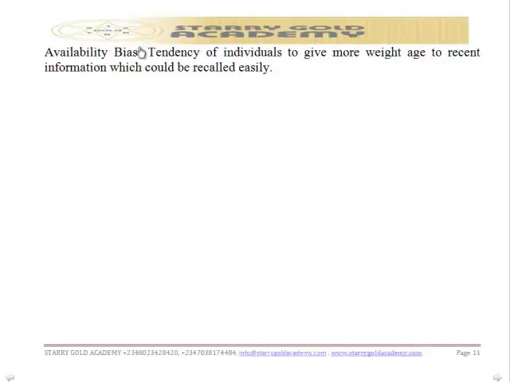We have another one, which is availability bias. We have said a little on that earlier. It is the tendency of individuals to give more weightage to recent information which could be recalled easily. That's availability bias according to this note.